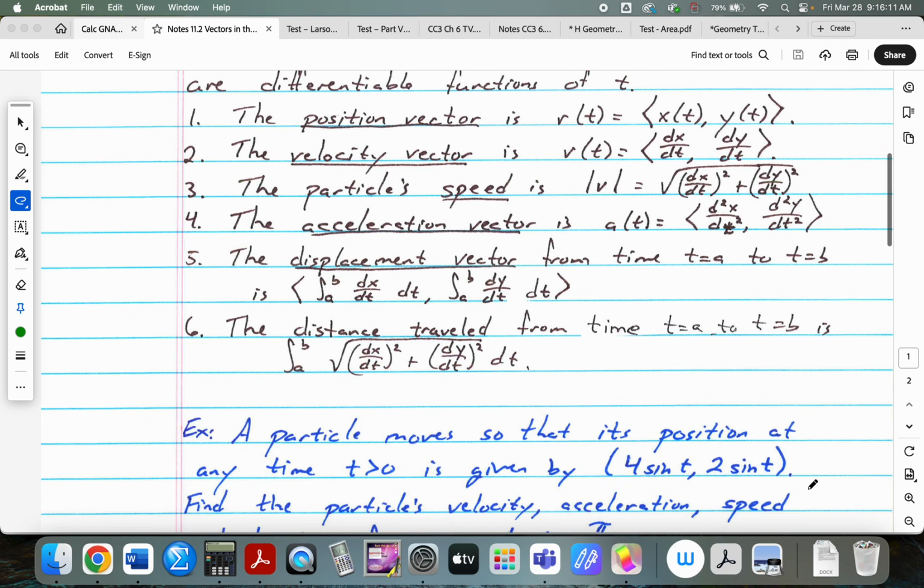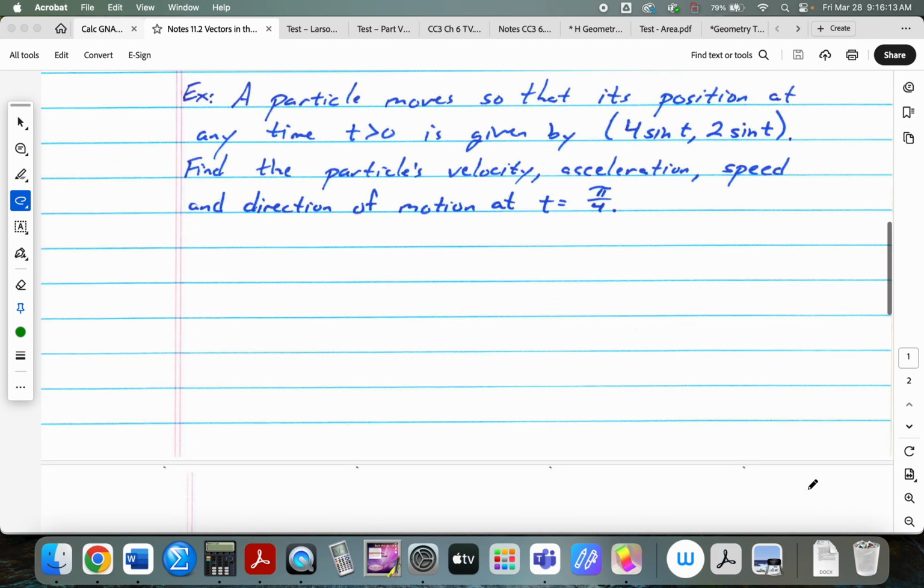Okay? So, let's take a look at this example. A particle moves so that its position at any time t greater than 0 is given by 4 sine of t, 2 sine of t. Find the particle's velocity, acceleration, speed, and direction of motion at t equals pi over 4. Direction of motion, you notice, wasn't something that was up there. We'll talk about how to do that in just a second.